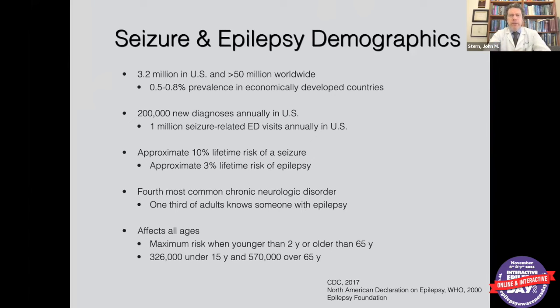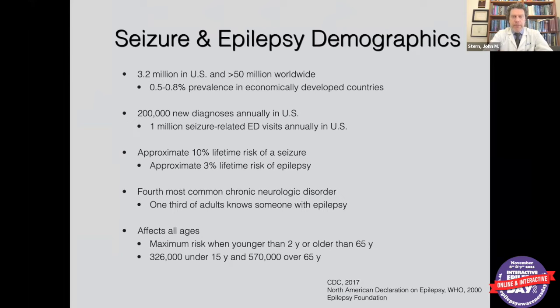Looking back at the difference between seizures and epilepsy, here are some numbers. The risk of having a seizure at some point in your life after being born is about 10%. But the risk of having epilepsy at some point in your life is about 3%. So an important point from this is that most people who have a seizure do not have epilepsy. And that is important to recognize when hearing about whether a person has had a seizure.